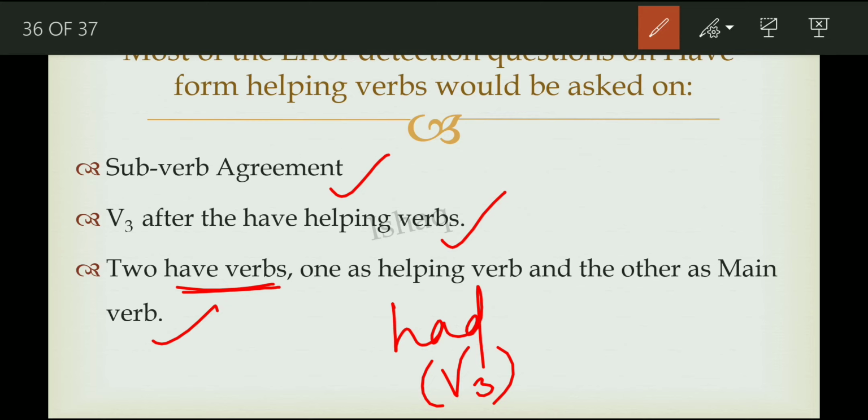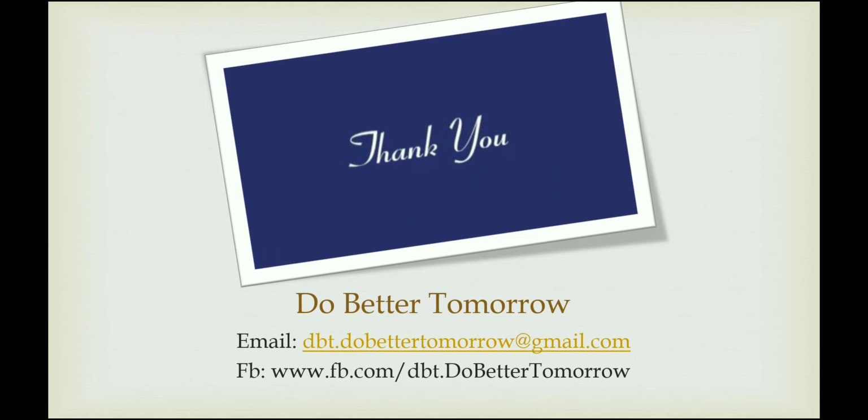When have forms are used as helping verbs, the main verb will always be the past participle, so the main verb should be "had". Hope you are clear with this. I hope you are very clear with have forms after watching part 3 and part 4. In parts 1 and 2 of helping verbs we discussed do forms of verbs: when to use do, does, and did. In 3 and 4 we used have forms: when to use has, have, and had, and then how to write a question, a negation, a negative question, and question tags. So everything we have discussed, and we have seen a few memory based error detection questions, showing how they can ask you errors.